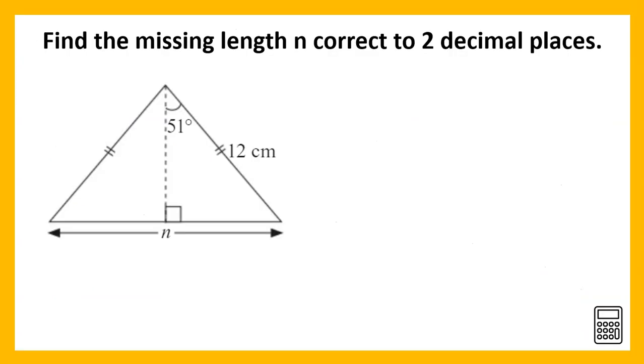On to the intermediate question. With a slight increase in difficulty, we need to find the missing length n correct to 2 decimal places.